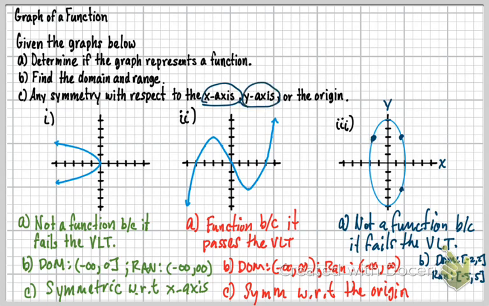Now for part C, let's see if the origin works. What if I take this and I flip it 180 degrees? And if I do, this bottom here is now going to become the top. And guess what? It doesn't change anything. So this graph is actually all three of them. It's symmetric with respect to the x-axis, symmetric with respect to the y-axis, and with the origin. So this is actually all three.